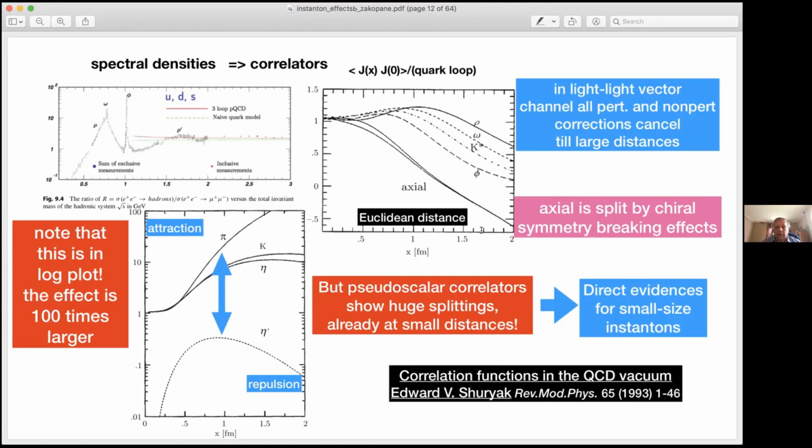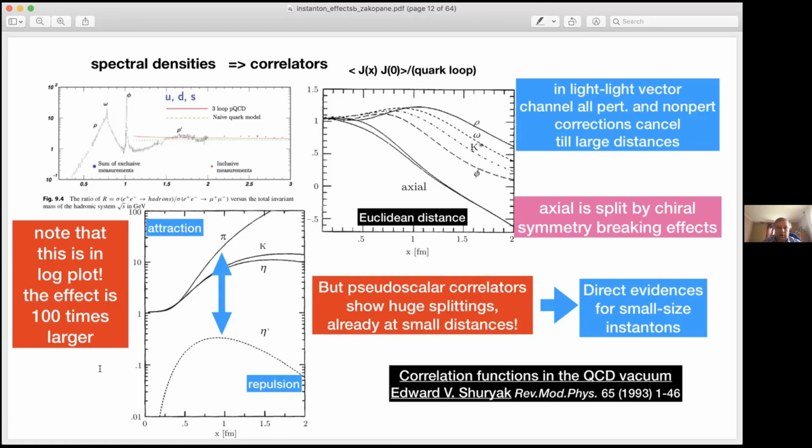So what you see here, remarkably, is that when you go from this relatively small distance, like a quarter of a Fermi, to this distance, like 1.5 Fermi, the correlation function itself changes by several orders of magnitude. Yet its ratio to this x to the 6, or multiplying by x to the 6, is very close to 1. So what it means is that there are very small corrections to free propagation of quarks. That is in agreement that in the vector channel, there are very small corrections.